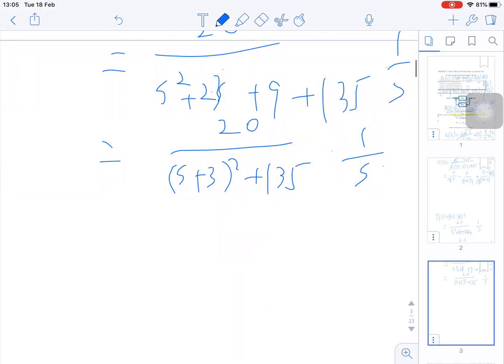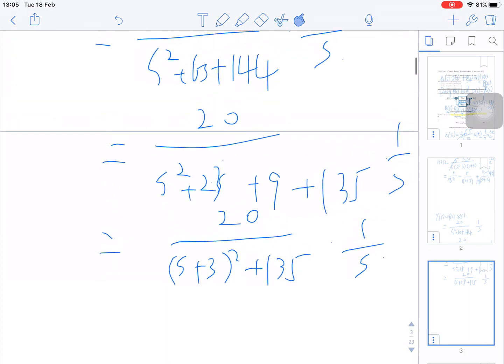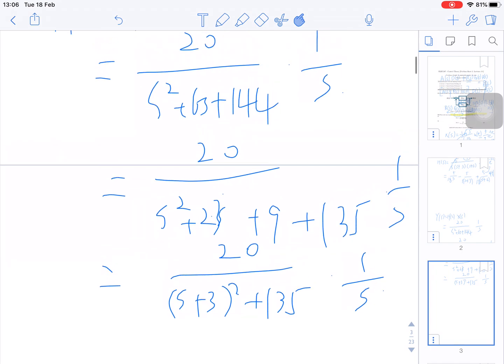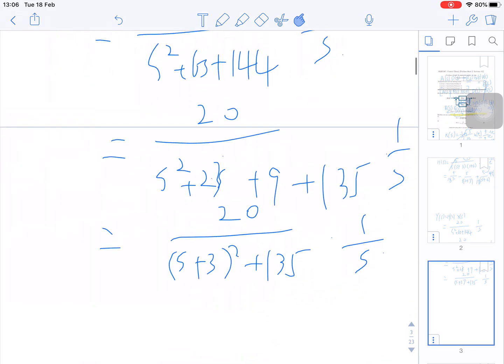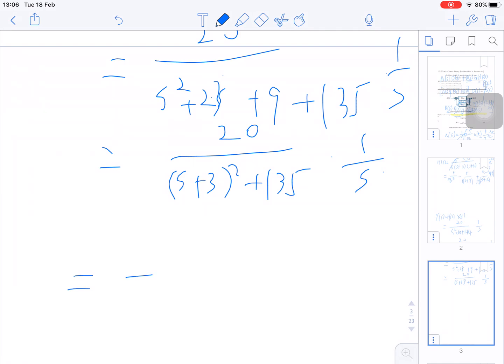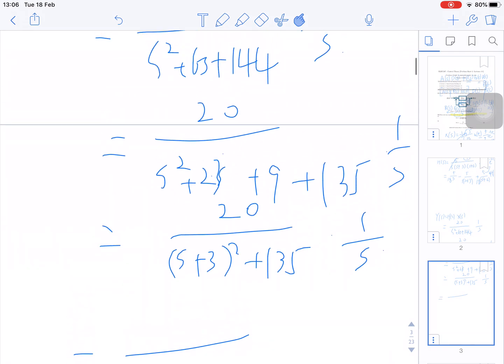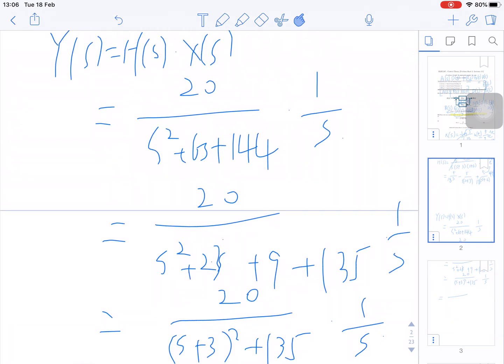Based on this expression, what we can do is 9 plus 135. This is 20. This is s. So this one must be something like s squared plus 6s plus 144 times 1 over s, 20 divided by this.